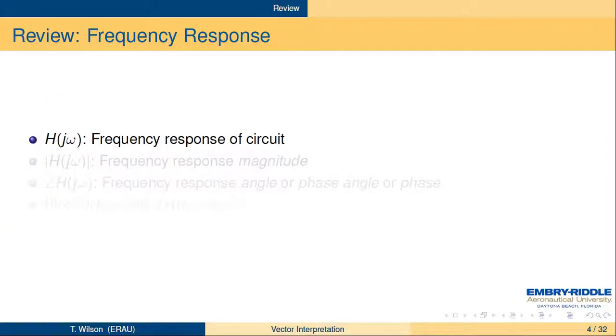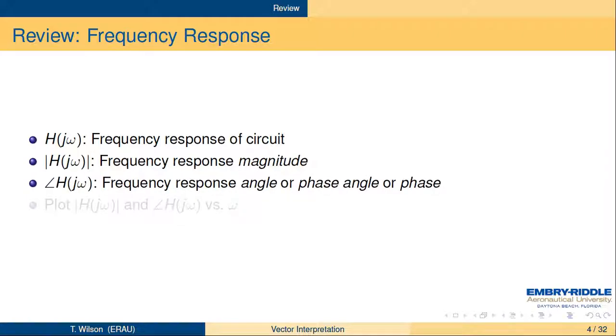Okay, we have the idea of the frequency response of the circuit, which is the transfer function evaluated at s equals j omega. It has two parts: the frequency response magnitude, or the gain of the circuit, and the frequency response angle, or the phase of the circuit. Those vary as functions of frequency, and we usually plot each of them separately, the magnitude and the angle versus omega. We've also seen that you can plot 20 log base 10 of the magnitude of H(j omega), and the angle, versus omega on a log scale and get a Bode plot.